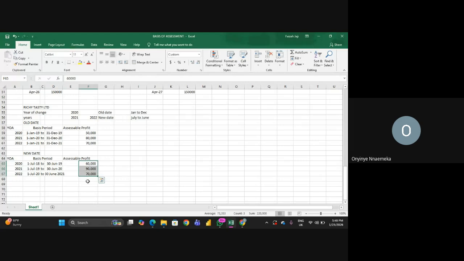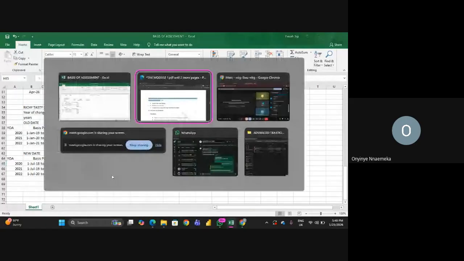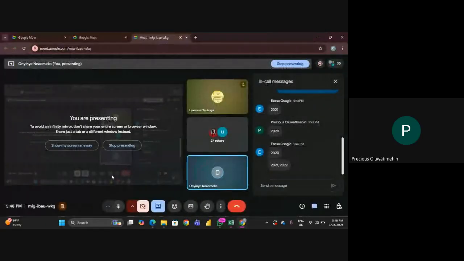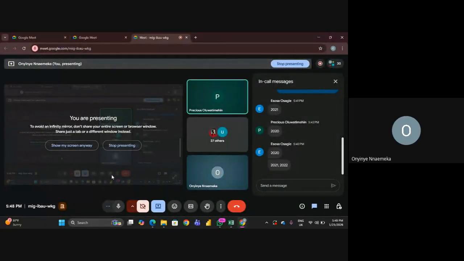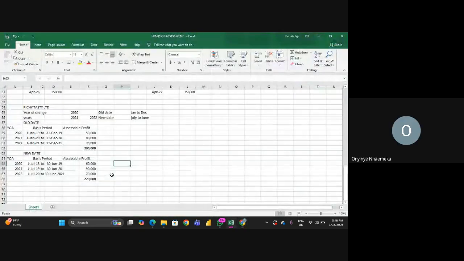Okay, so now after you have computed these ones, the rule says you should do what? Sum them up. So what would the tax authority do? They will choose the higher of the two. So now, out of the old date and new date, which one gives us the higher assessable profit? The new date. So we are going to be choosing the new date.